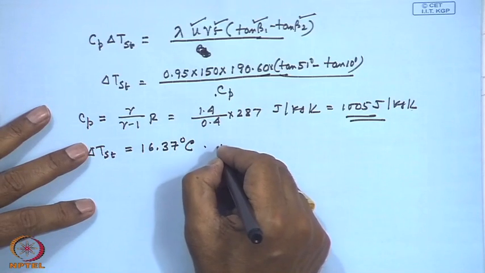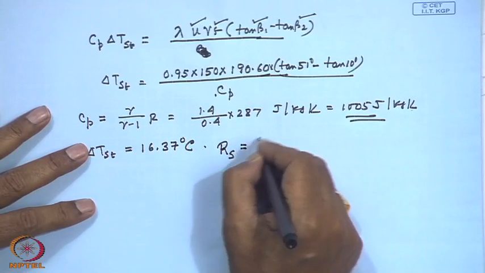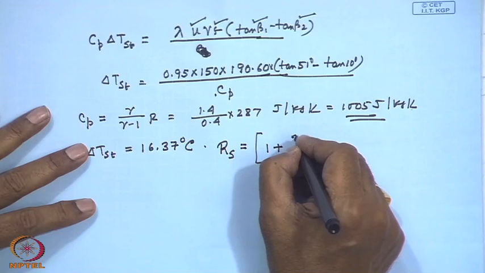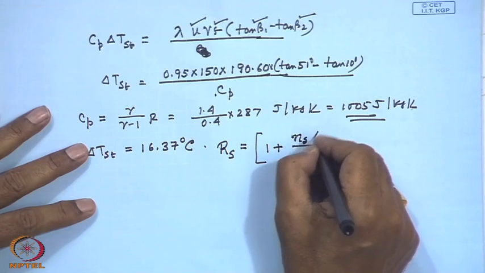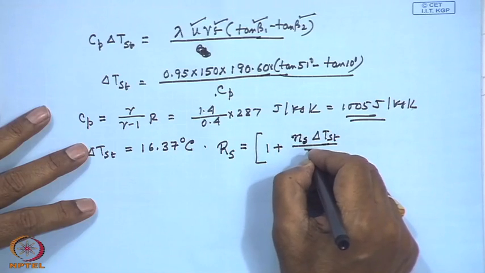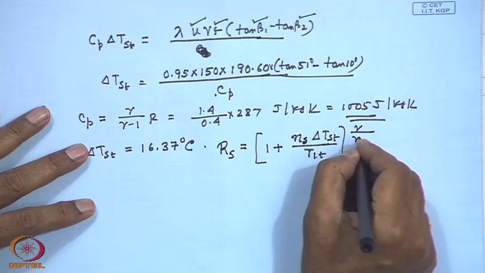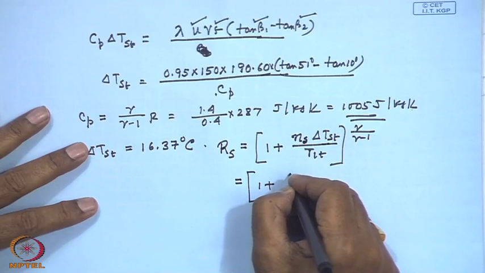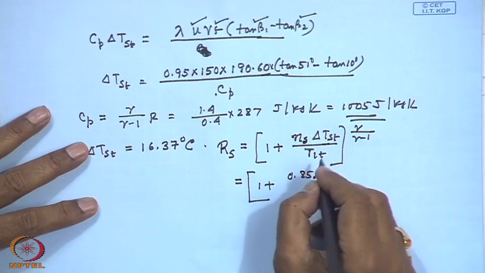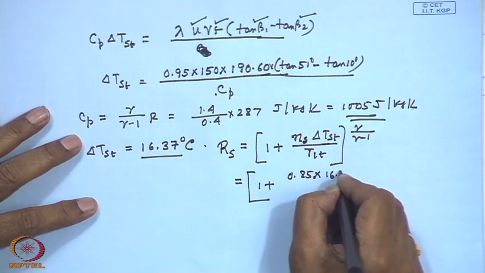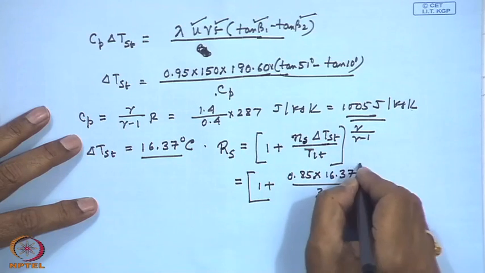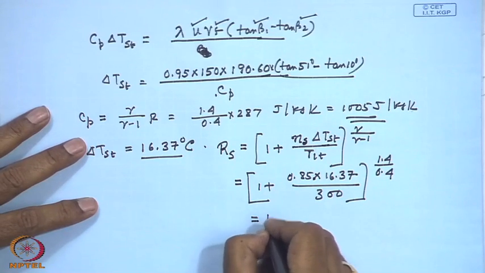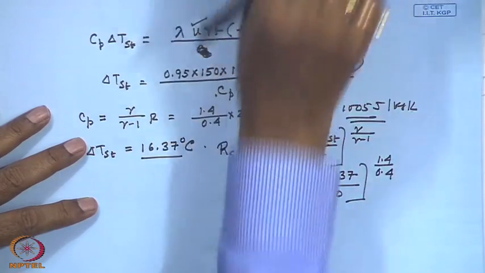Then you can find out the pressure ratio Rs. As I have told, this is the nomenclature and this is the formula: 1 plus the isentropic stage efficiency, eta S, into delta Tst divided by the inlet temperature, raised to gamma by gamma minus 1. Substituting the values, delta Tst is 16.37 divided by 300, and if you put the value of gamma, you get the stage pressure ratio as 1.17.